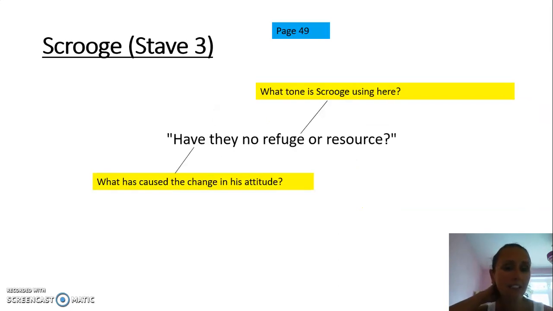The next quote is from Stave 3, it's Scrooge in the middle of the story then. It's about page 49 in yours, and it's fact 2 on your fact book. So think about the tone that Scrooge is using here, and in your own opinion, what has caused the change in his attitude, okay?